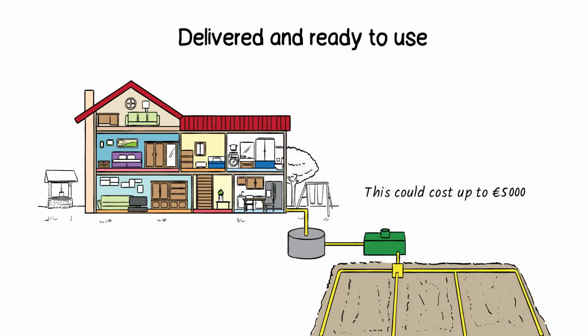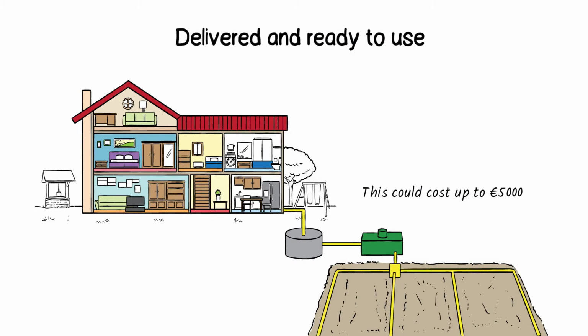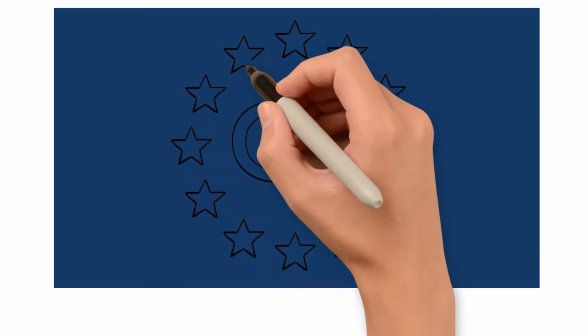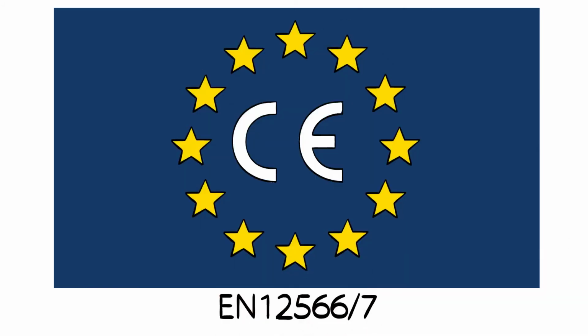Our system is better. It's cheaper to buy and to run. It's easier to install. It's practically invisible, so it doesn't interfere with the view. Circle 7 is the only Irish product certified to meet EU standards for tertiary wastewater treatment plants.